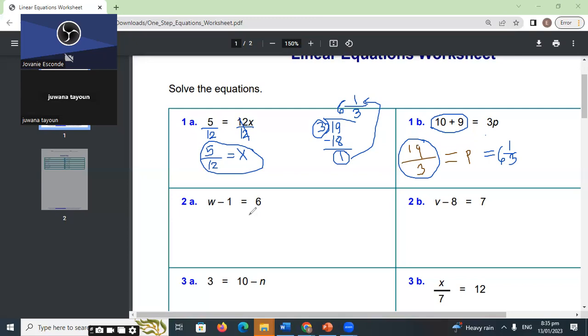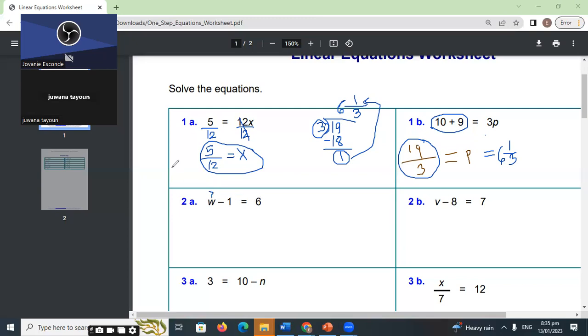7. Your answer is 7, that's right. How did you get 7? Why is it 7? Because 7 minus 1 is 6. Yes, very good. That's right. Or you will just simply think of a number. 7 there, minus 1 is equal to 6.